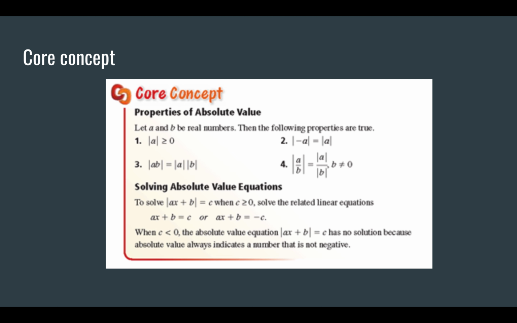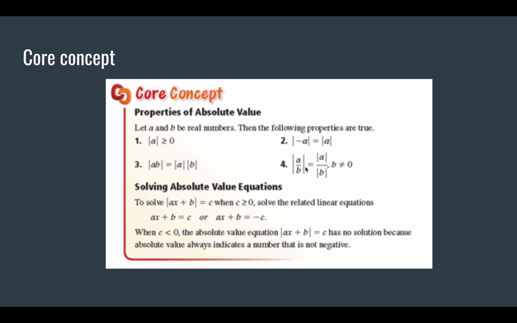So this is basically saying that anything that's in absolute value has to be positive, as it's saying in number 1, the absolute value of a is greater than or equal to 0, and that these two are equal, even though this has a negative, because this is turned into a positive. And these are equal because, let's say it's 2 and 3. These are all going to be positive numbers, so these are the same.